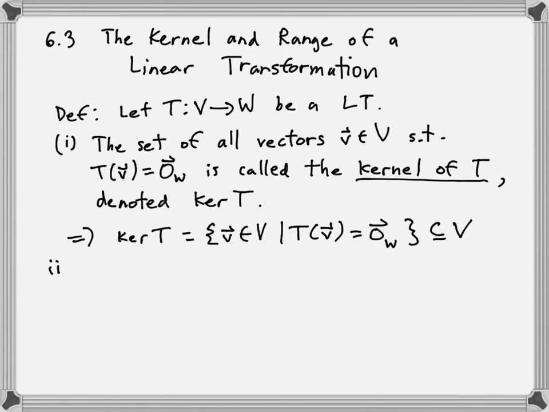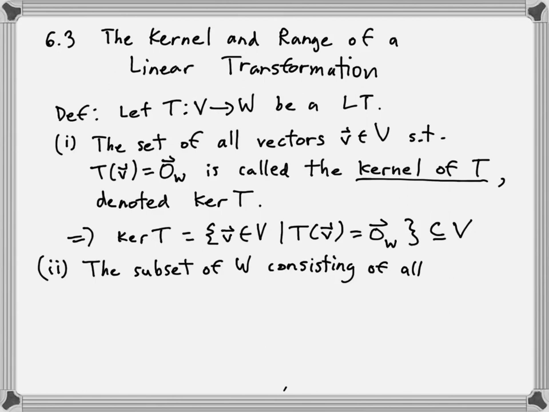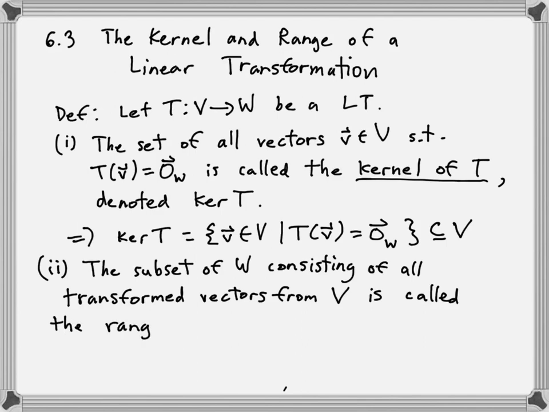Next, the subset of W consisting of all transformed vectors from V is called the range of T, the range of T, and it is denoted like this.